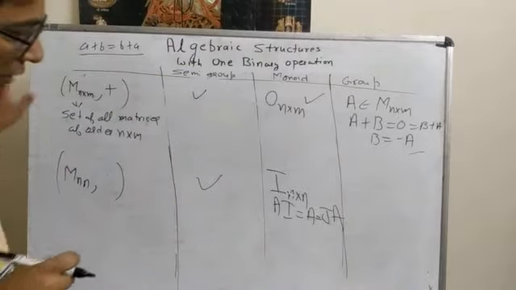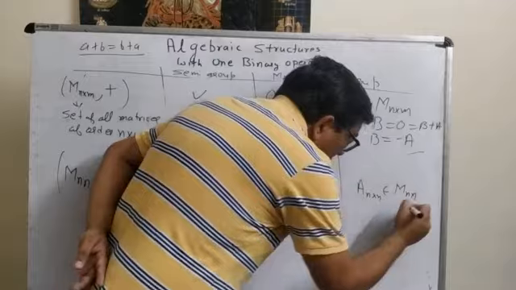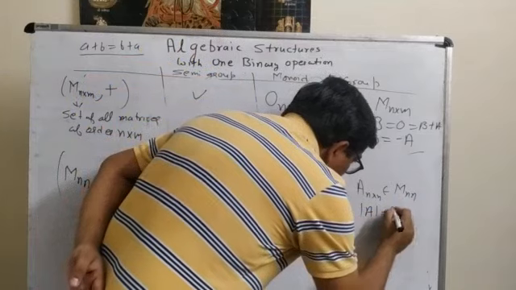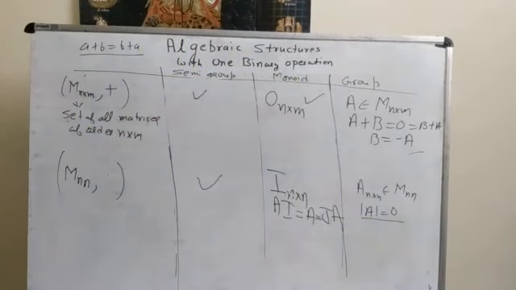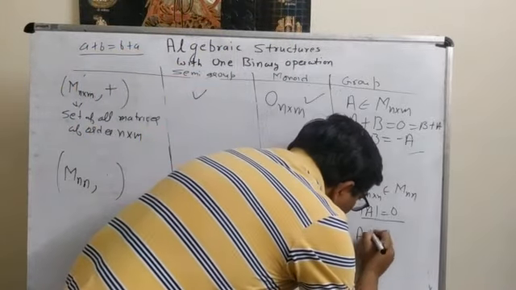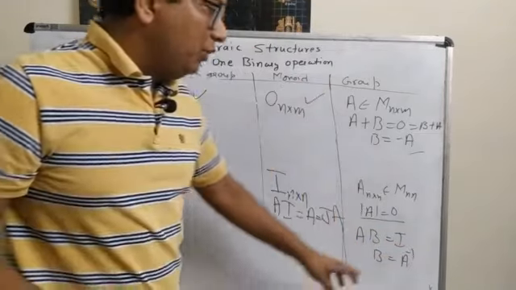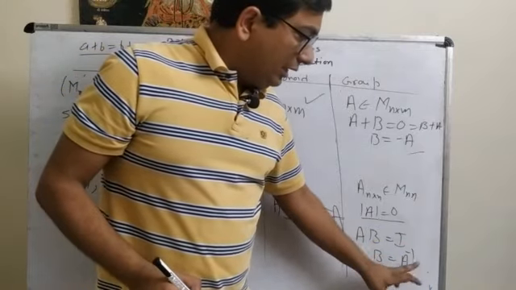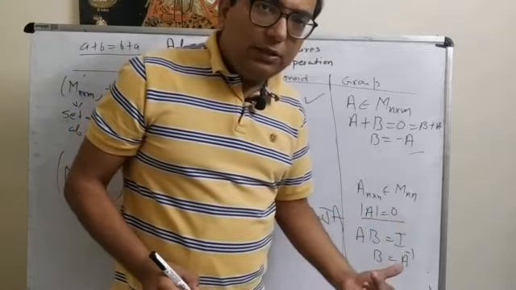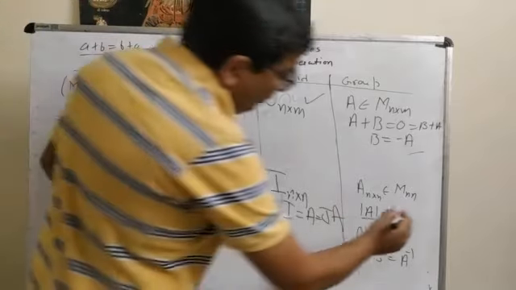So in this particular case, let us suppose we have taken a matrix A, n cross n, from M of n, and if the determinant of A is 0, then we cannot find the inverse of this matrix. Because to find the inverse, A into B should be equal to I, and from here B comes out to be A inverse. That's the multiplicative inverse of A. And it exists only if A is a non-singular matrix. In this case, it is a singular matrix. So in the present case, it is not a group.